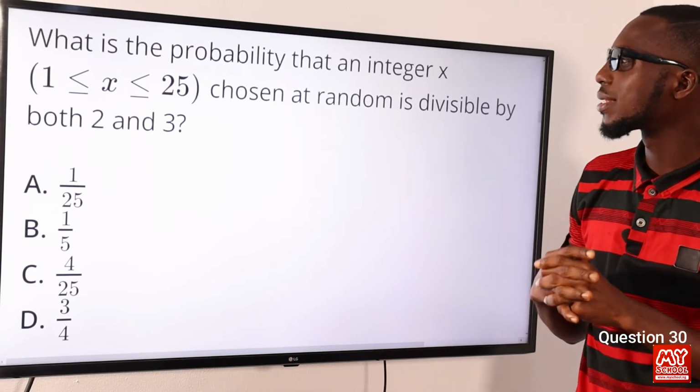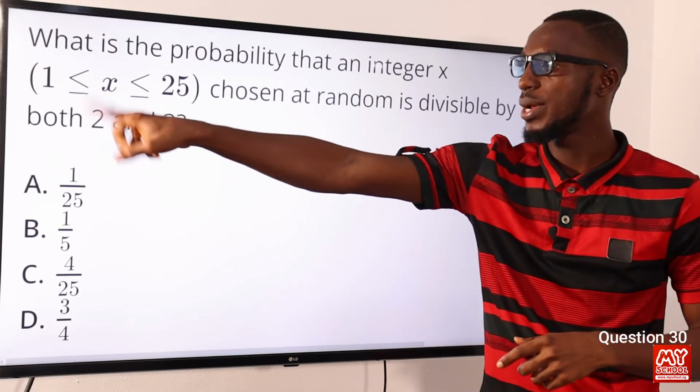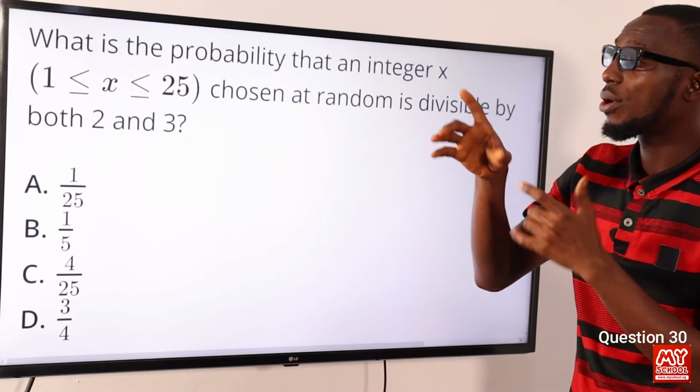What is the probability that an integer x, we have this, 1 is less than x is less than or equal to 25.